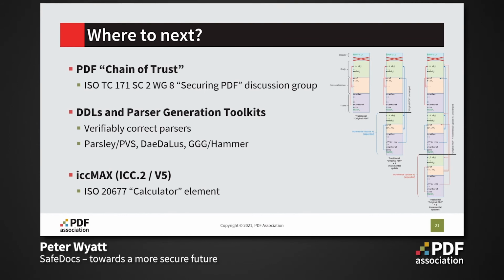hardened as necessary. SafeDocs is also starting work with the ICC and ISO on ICC Max, which is the next ICC color profile format, to review its flexible calculator element for any inherent design weaknesses that might be used as attack vectors in core operating systems or embedded in other file formats like PDF. The preliminary work alone has already highlighted a number of issues in the ICC2 spec regarding the ICC file layout that will hopefully soon be fixed.